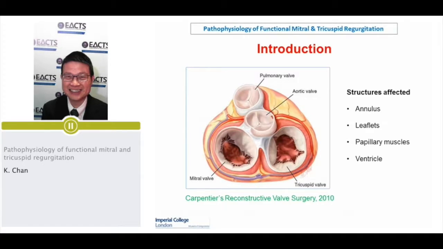I'm going to spend the first 10 minutes speaking on functional mitral regurgitation and then the following 10 minutes on functional tricuspid regurgitation. It's quite a big topic to speak on in 10 minutes, so I'll just be giving the key points, summarizing how the annulus, the leaflets, the papillary muscles, and the ventricles are affected in functional mitral and tricuspid regurgitation.